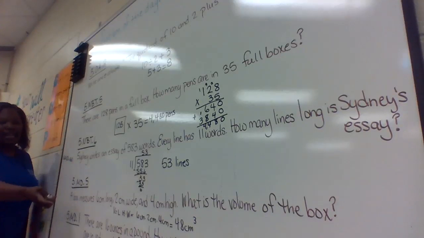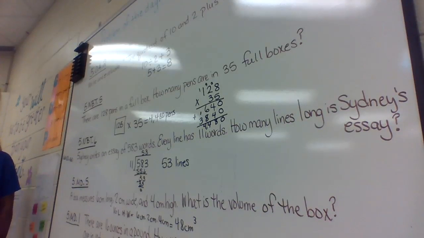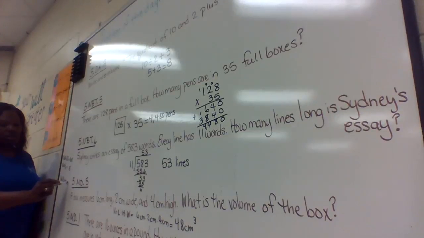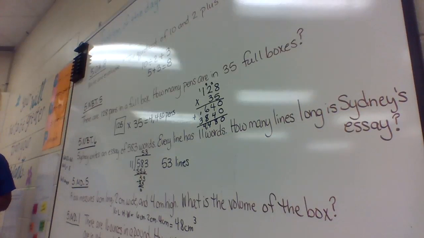160. Now we got a half of a pound. Okay, so that's 16 times a half, which is what? 8. So 160 plus 8 is 168 ounces. That's the answer to number 5. 168 ounces.